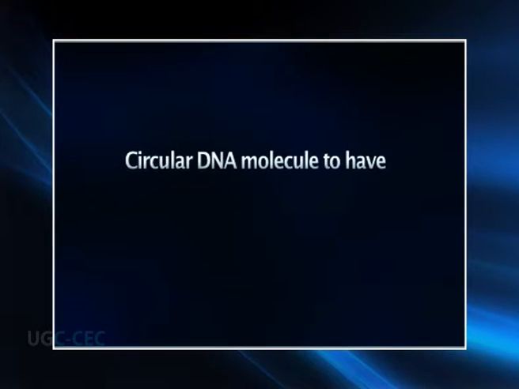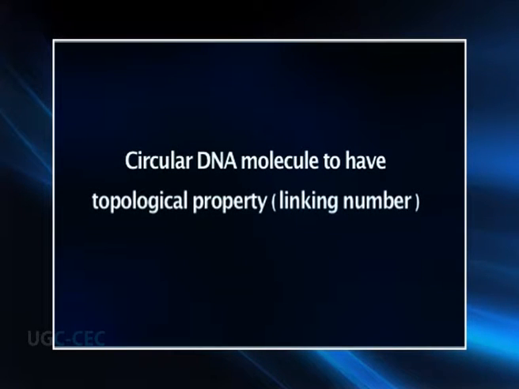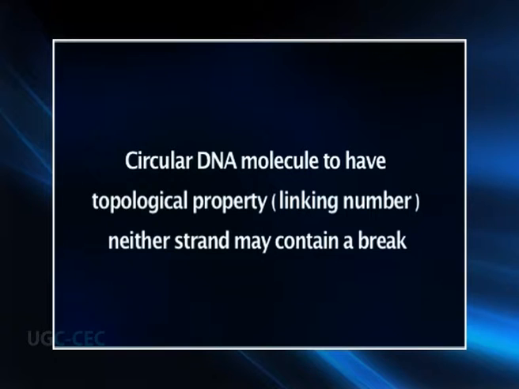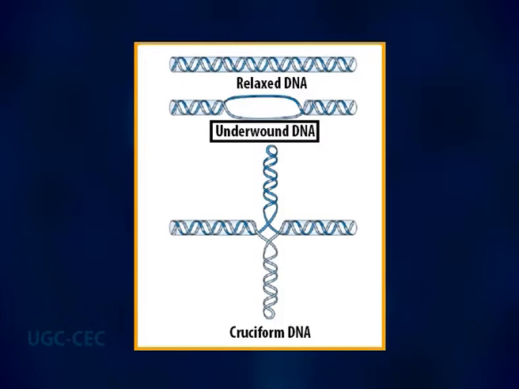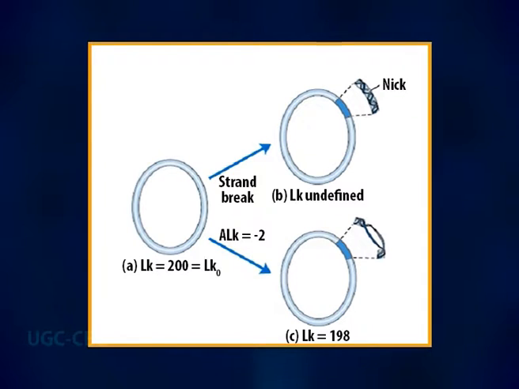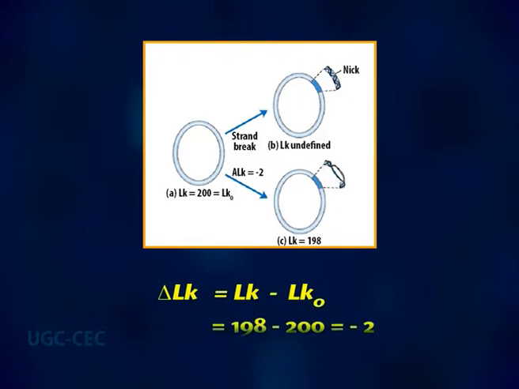For a closed circular DNA molecule to have a topological property such as linking number, neither strand may contain a break. The linking number in relaxed DNA, which is represented by Lk0, is used as a reference for the molecule. Lk0 is equal to 200; if 2 turns are removed from this molecule, the linking number equals 198.